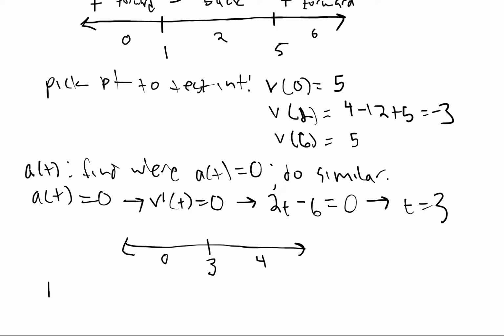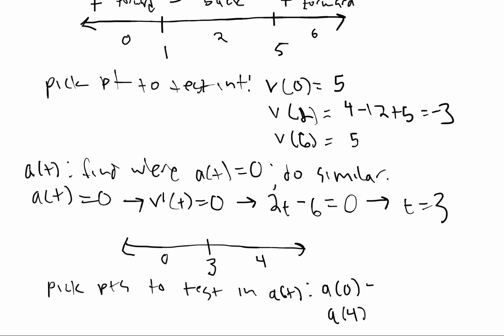So here I want to pick some points to test in a of t. I want a of 0 over here, and I want a of 4 over here, because those were my two test points. Well, this guy was my acceleration function. So if I plug 0 in there, I'm getting a minus 6. So that interval is negative. If I plug in 4, this is 8 minus 6. This is 2. So I'm getting a positive.